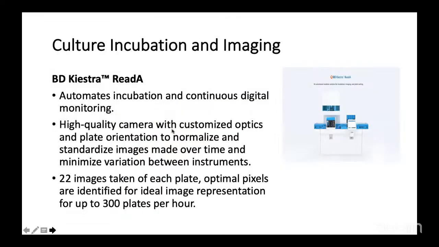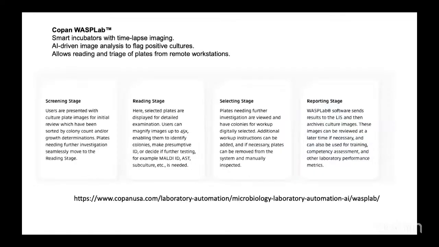Now let's come to automation at the level of culture incubation and imaging, something which sounds very, very dramatic and something which most of us are yet to see, but I'm sure the younger generation, this is a PG Masterclass, so all the PGs here will see these very soon in the next few years in your laboratories. It not only automates incubation, but also continuously digitally monitors the incubation. So it's got high quality cameras which have customized optics and plate orientation so that it continues to take images and tries to analyze them.